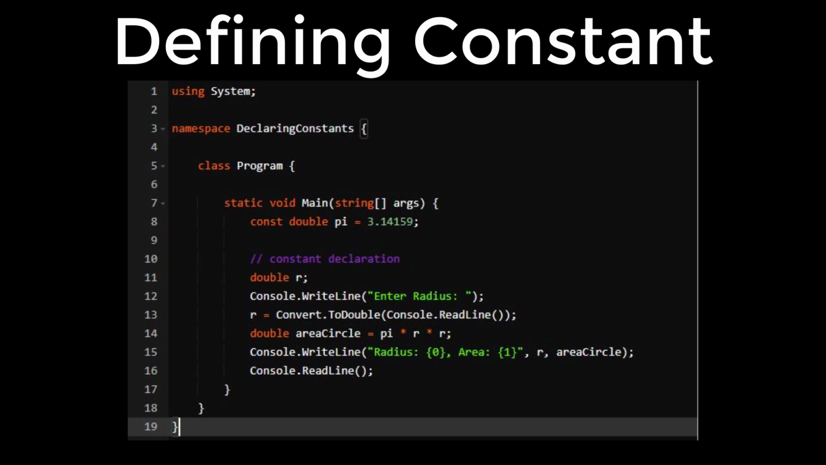Then we calculate with the radius, which is 3, and also calculate the area, which is 28.7431. So remember that a constant cannot be changed.